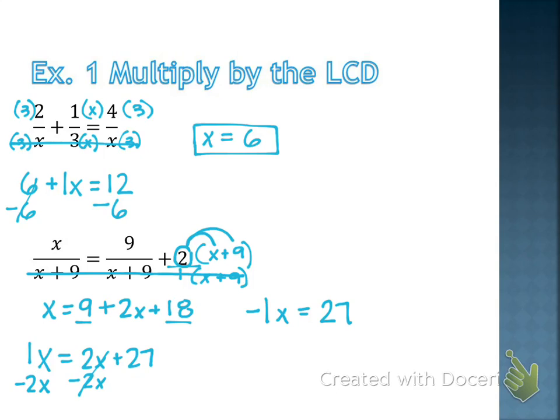No, because anytime you have a negative, we actually have to divide by a negative because it's going to change the sign. And what does x equal? Negative 27. All right, that's how we solve for x whenever we want to get the least common denominator, or we could just call it a common denominator, okay?